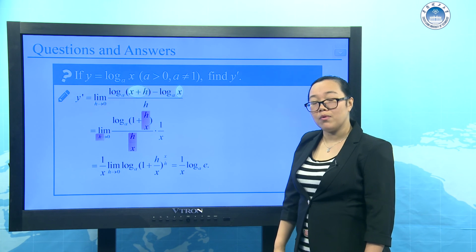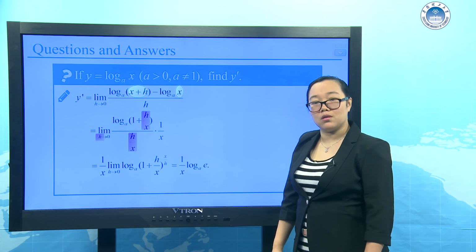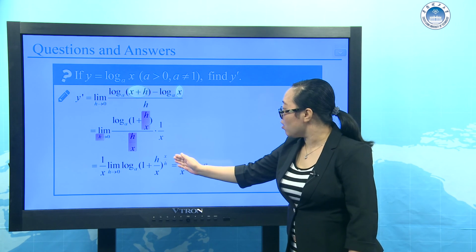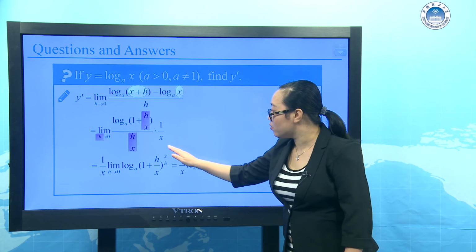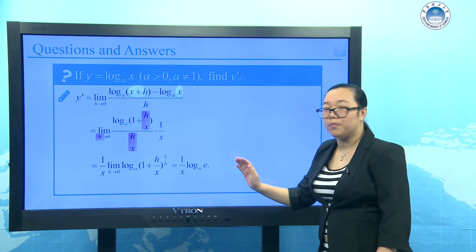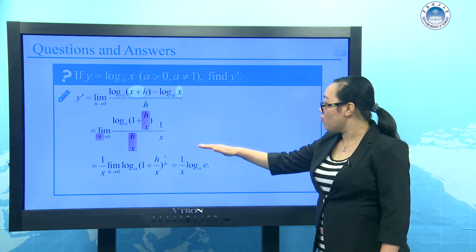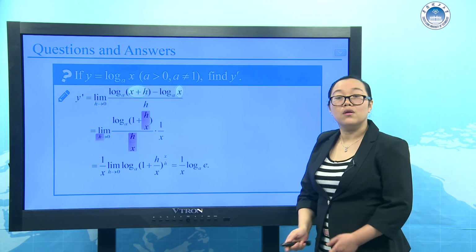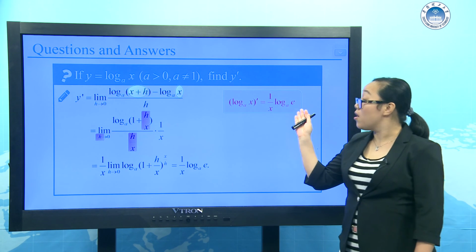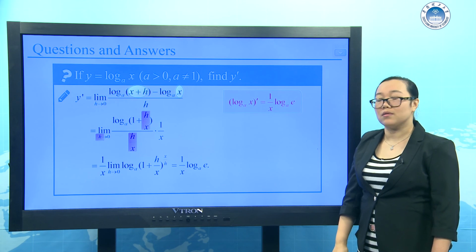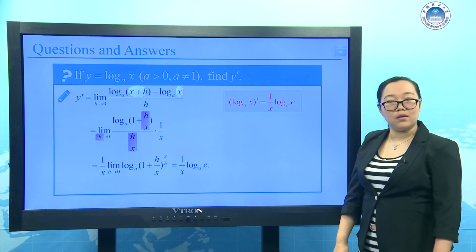Do you remember one important limit? (1 plus alpha) to the power 1 over alpha. If alpha tends to 0, at this time, this expression is a constant e. So we can write it: 1 over x times log_a e. So we can get this result. (log_a x) prime equals 1 over x times log_a e.